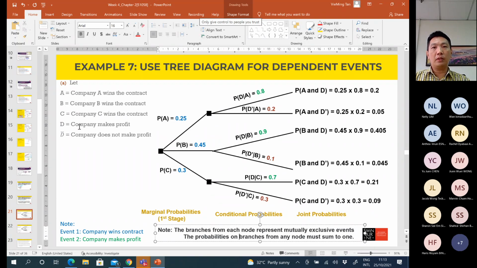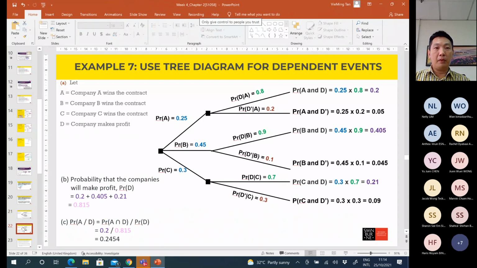So far, any question on how to draw the tree diagram? Okay. Then part B. Part B, what is the question?